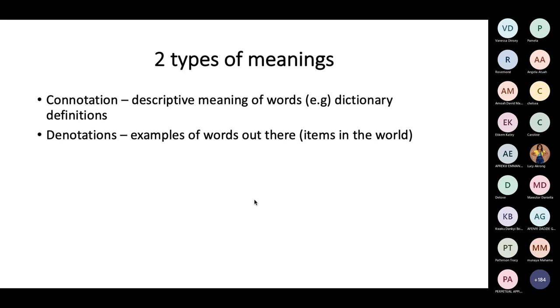So color, as an instance, has no connotative meaning. It has only denotative meaning. That is, you can only point to examples. Okay.